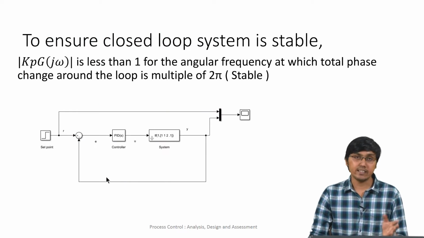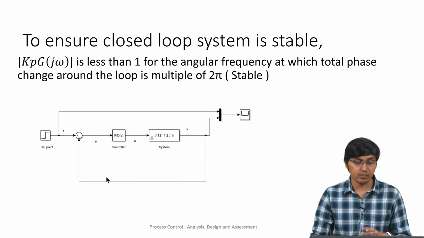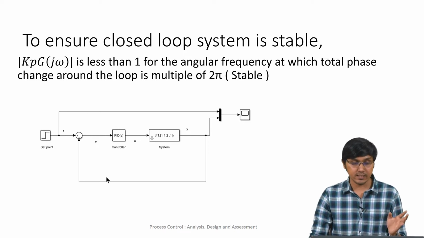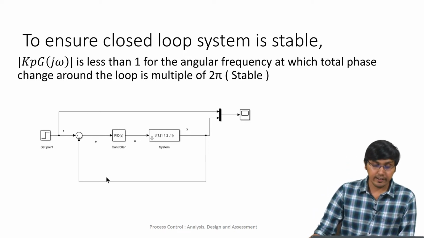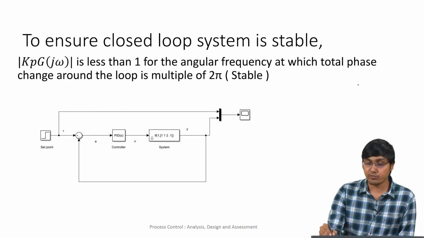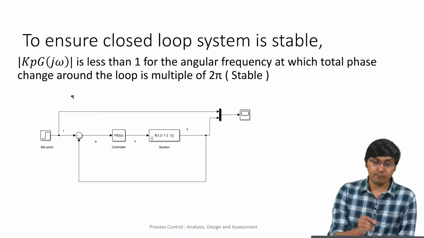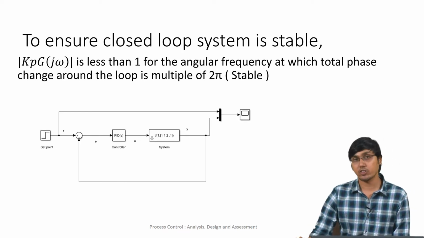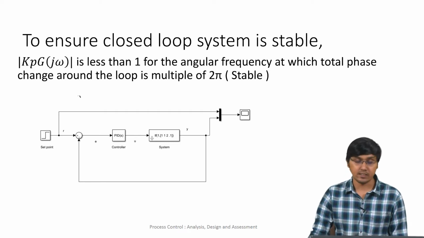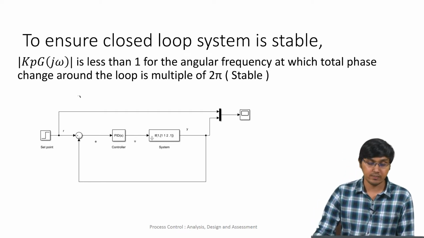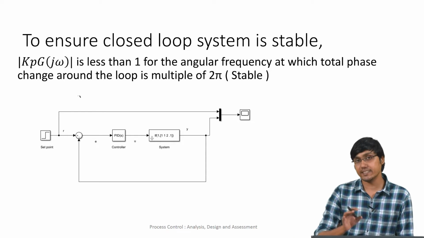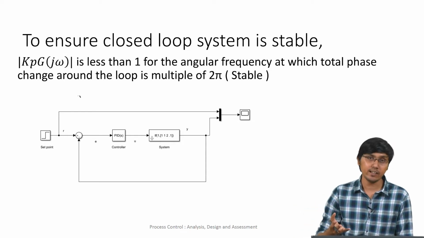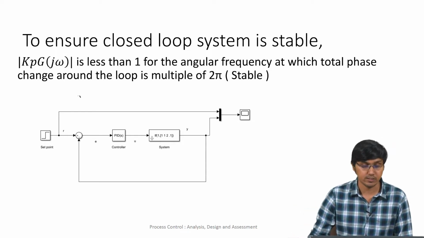So this is what we saw already, and this is the summary of it. If it is in phase, or a multiple of 2π, and the magnitude is greater than 1, that's when it goes into the unstable domain. Equal to 1, it's still stable, it keeps oscillating. Greater than 1, it's going to be unstable. That's what we're going to see.